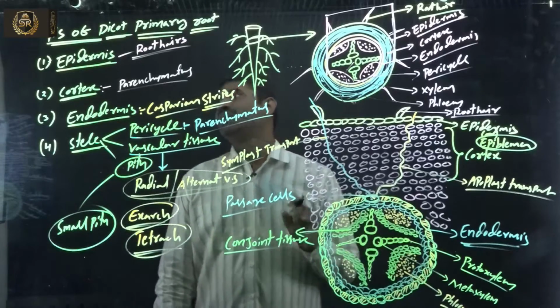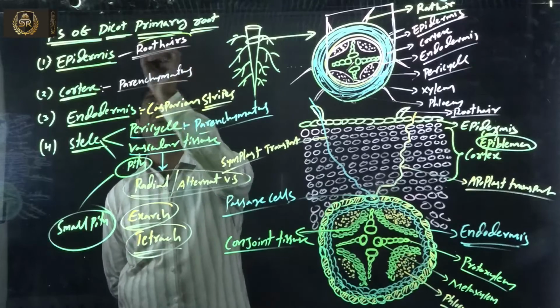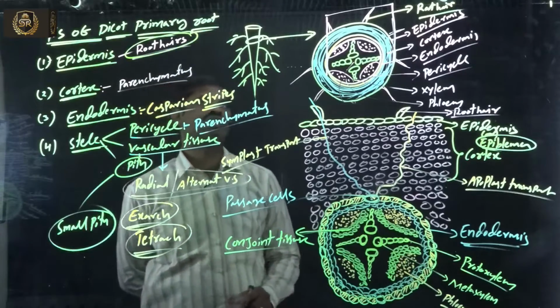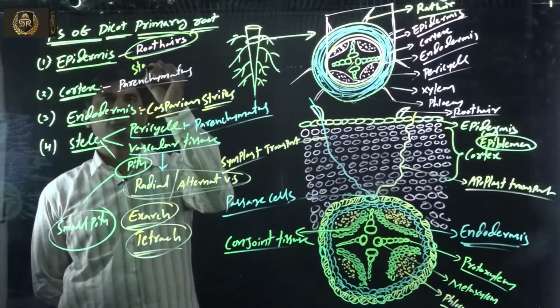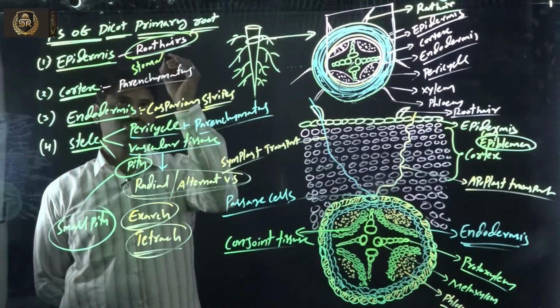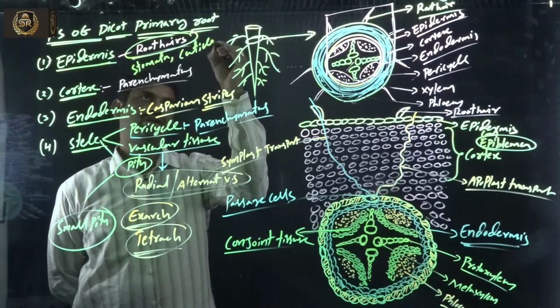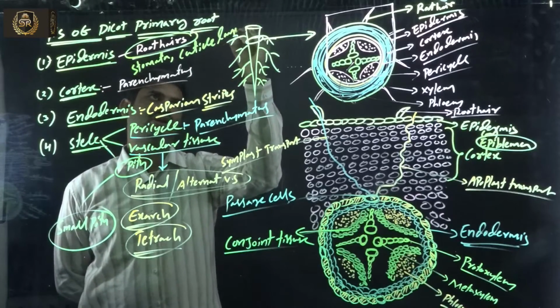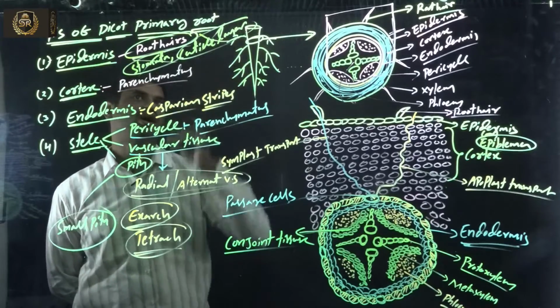On the root epidermis surface region, only root hairs are present. Stomata and cuticle layer are absent.